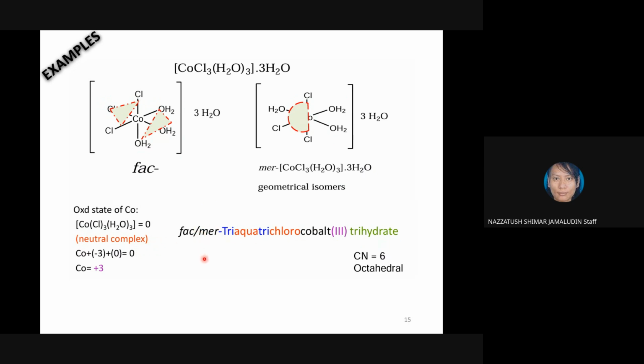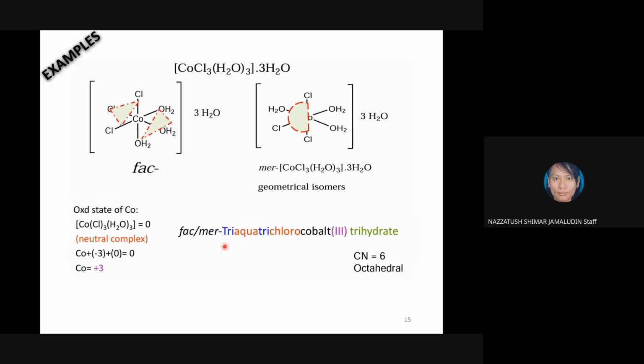This FAC here is facial. Mer is meridional. Now, if you see facial and meridional, you cannot draw the structure as you like. You have to draw the structure according to what is indicated here, facial and meridional.